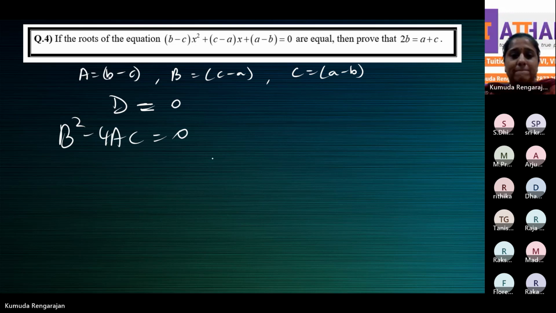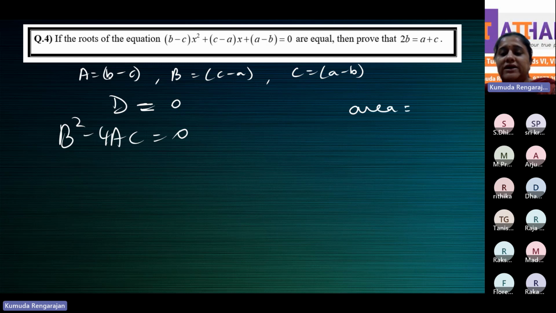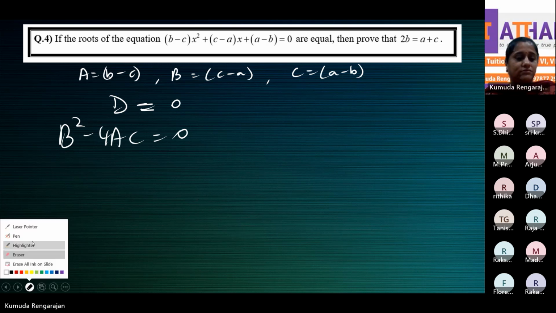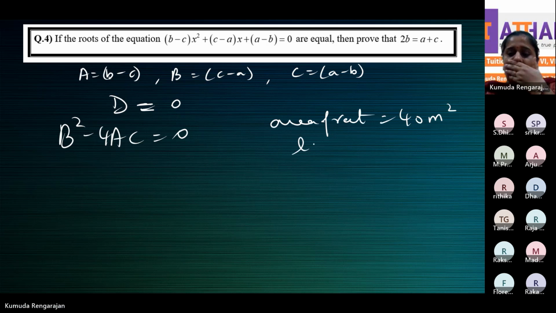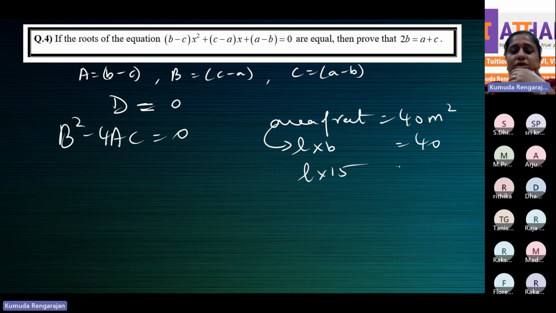Both are the same. Like, you remember when you were young, you would have written area of rectangle is equal to 40 meters square. L into B is equal to 40, because area of rectangle is L into B, right? Then maybe you're given B. So L into 15 is equal to 40, like that.